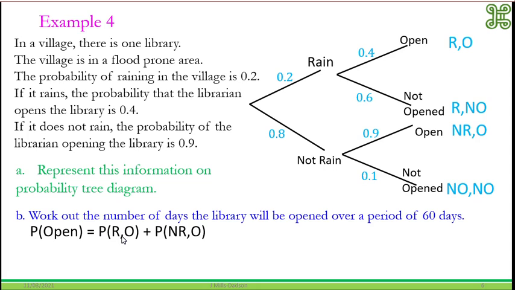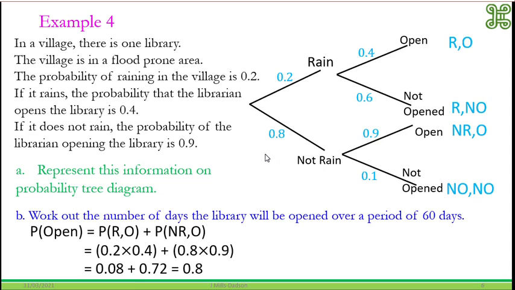So when it's raining and opening, we have 0.2 times 0.4. Not raining and opening is 0.8 times 0.9. So in all, the chance of the library being open is 0.8. So you have a 0.8 chance the library will be open.